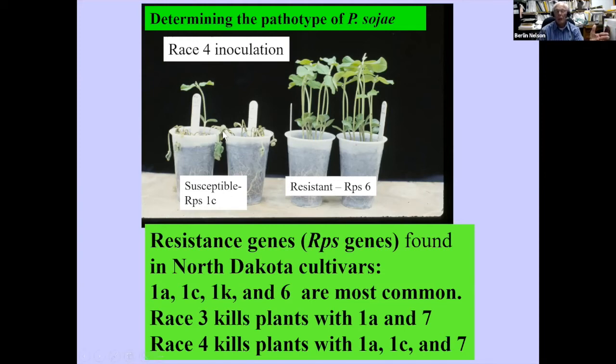This one had RPS 1C. Well, RPS 1C now, and I'll show you the data, is not a very good gene anymore, because an awful lot of isolates out there, pathotypes, can kill it. But that's what we talk about when we do that test of what gene is in the host, and is this cultivar susceptible, etc.